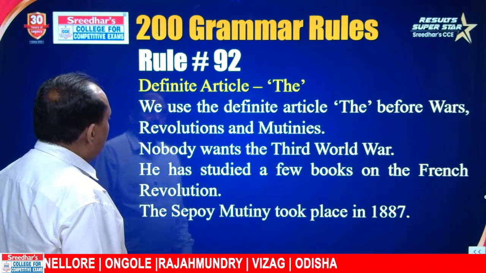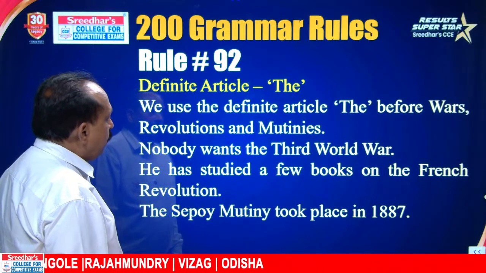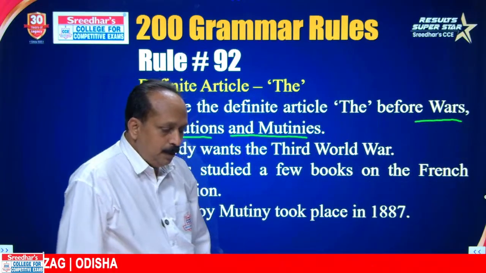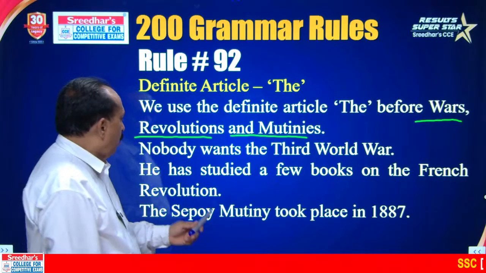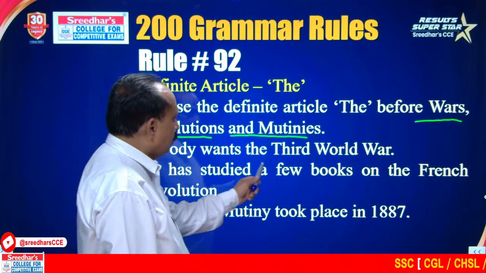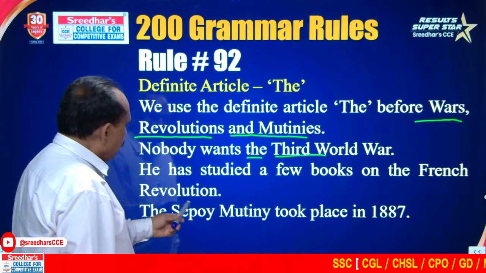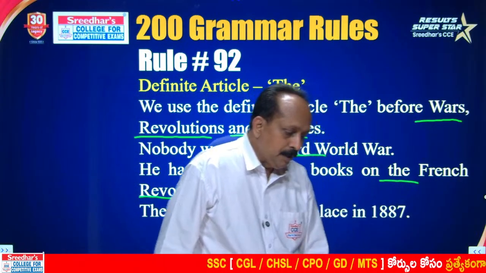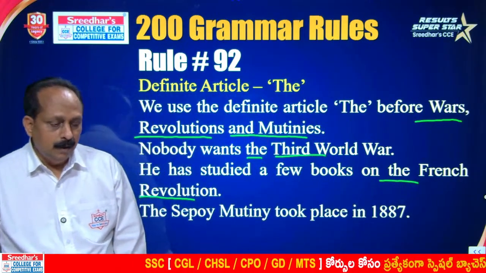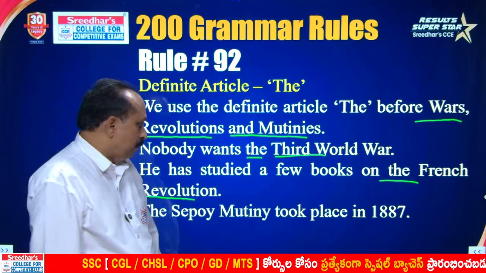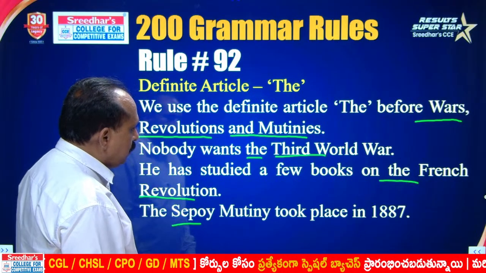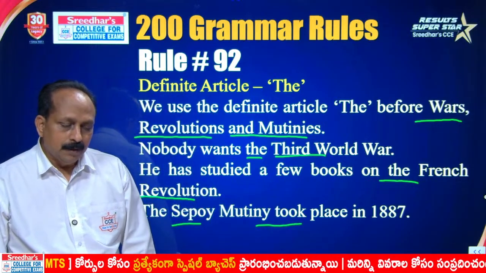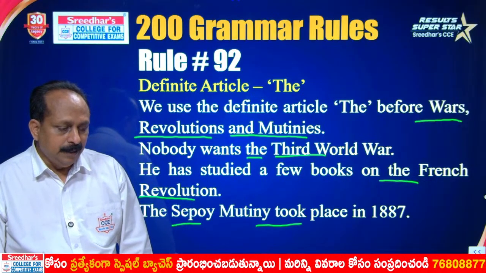Rule number 92. We use the definite article the before revolutions, mutinies, wars. Revolutions, mutinies, wars. Nobody wants the Third World War. He has studied a few books on the French Revolution. The French Revolution, the Russian Revolution, the American Revolution. The Sepoy Mutiny took place in 1857, considered the first war of independence. The Sepoy Mutiny.